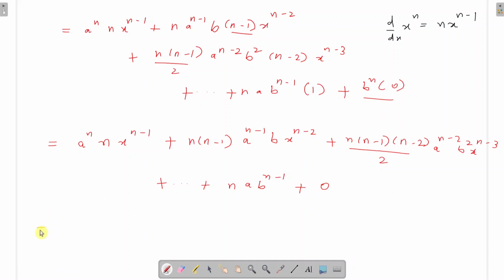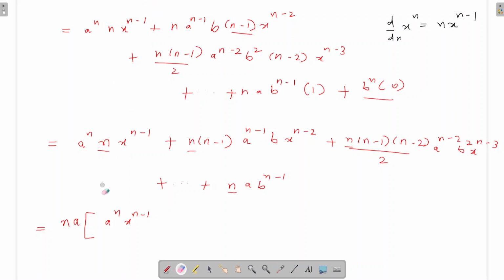Okay, so what we will get here, see, in the next step we have to take n common. You can see that n is common for each term here. This is 0, right? So this we don't need to write here. So n we can take common. So n, if we take common, n times a raised to n x raised to n minus 1. And one more thing we will do, we will take a common here, along with n.